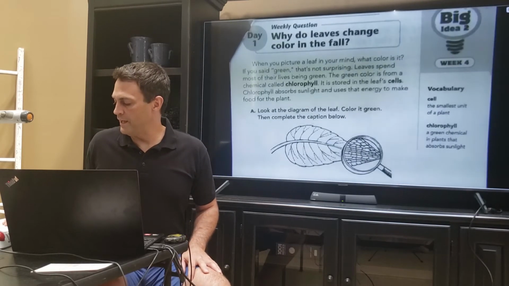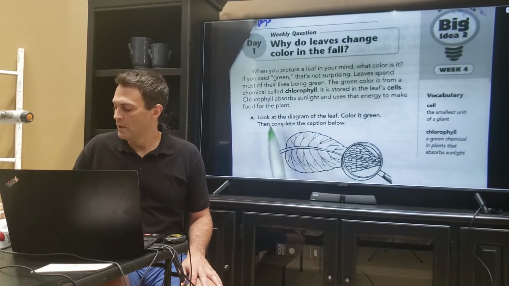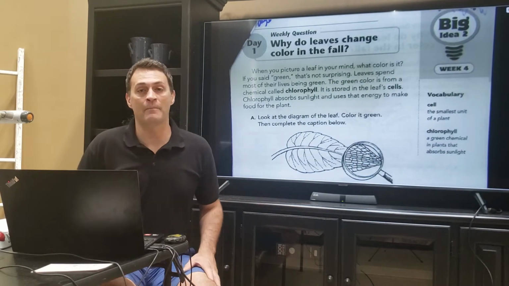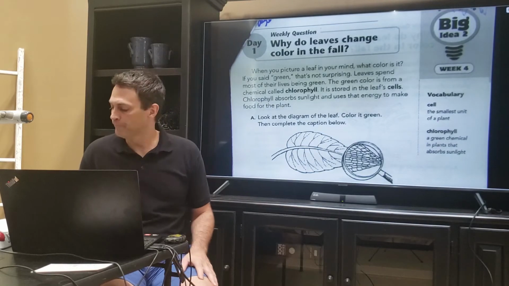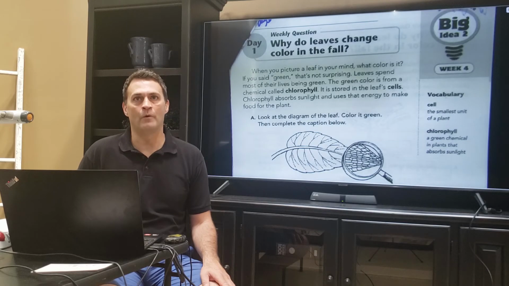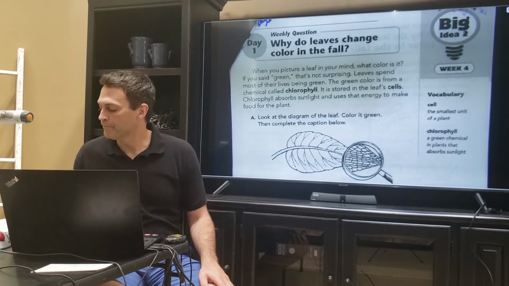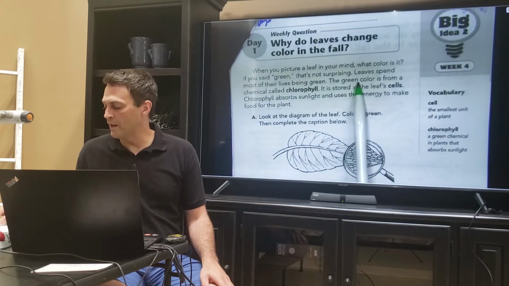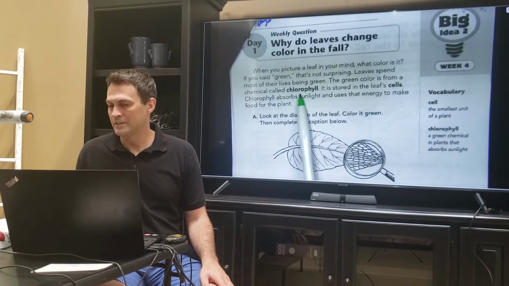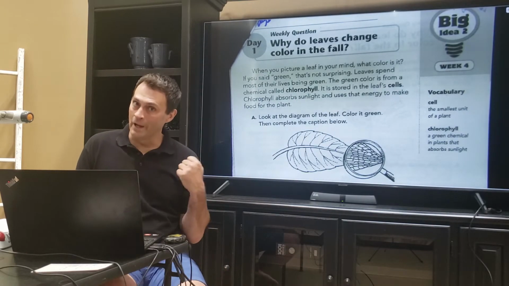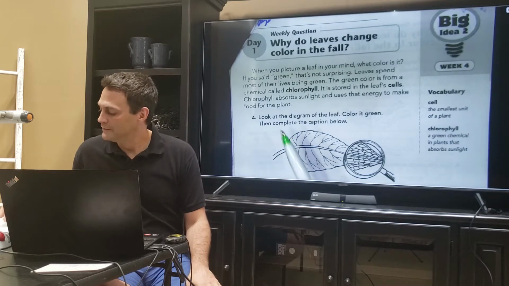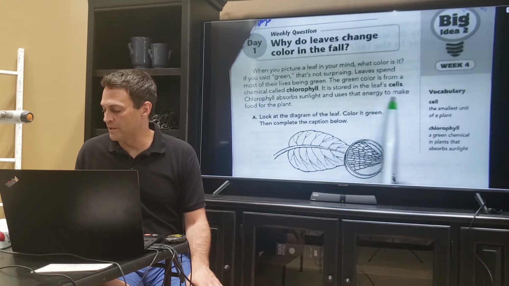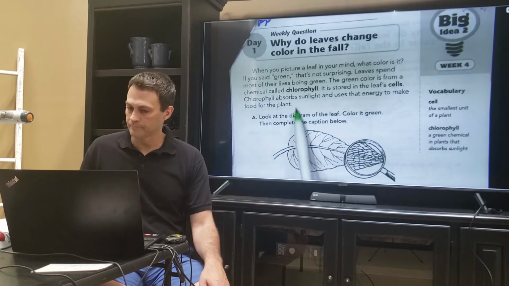All right, let's do the reading here. When you picture a leaf in your mind, what color is it? I guess it depends on the time of the year, right? But right now I would picture probably green. In the fall, I might picture red, orange, or brown. If you said green, that's not surprising. Leaves spend most of their lives being green. The green color is from a chemical called chlorophyll. So it's kind of like the blood of the plant. We have red blood in us, they have green blood, right? It is stored in leaf cells. Chlorophyll absorbs sunlight and uses the energy to make food for the plant. Okay?